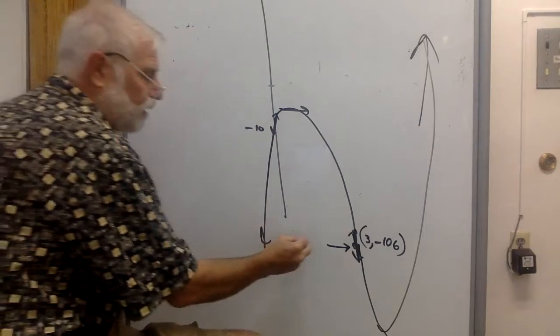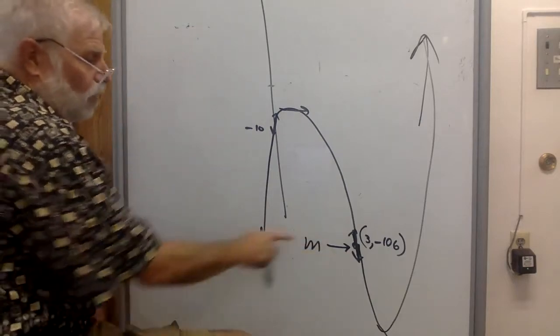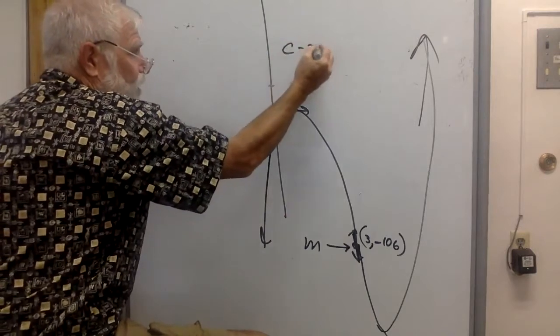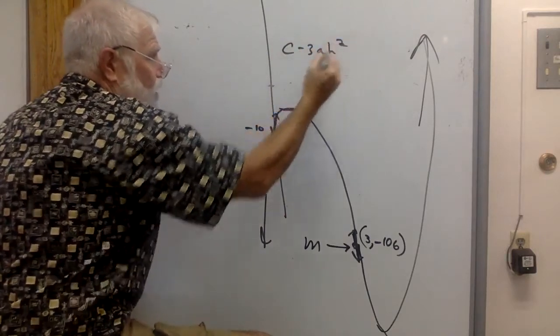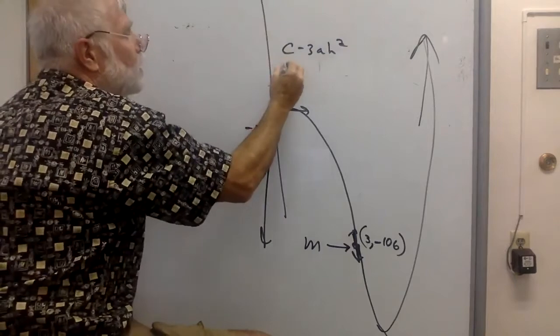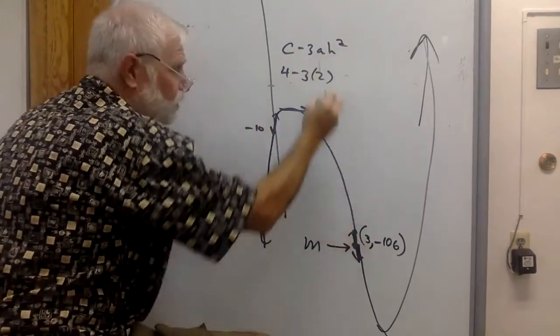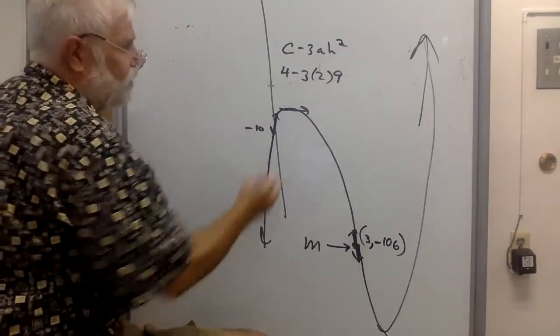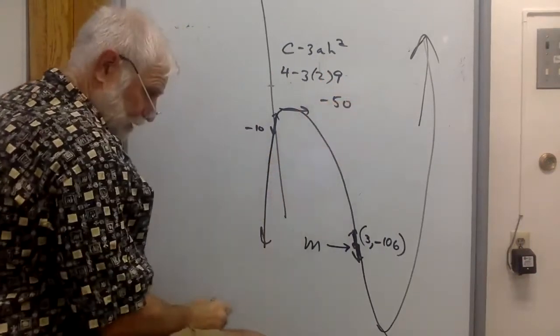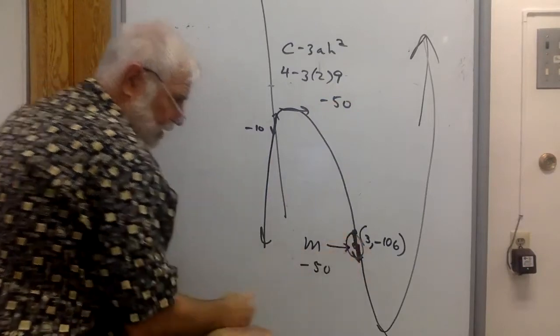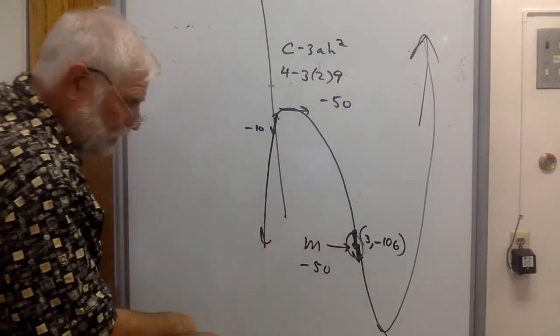Now, what's the slope there? The slope at that instant actually is coming from c minus 3ah squared. C is 4, minus 3, a is 2, and h is 3. 3 squared is 9, so minus 50. So the slope here is minus 50. I'm going down. And how could you find that without calculus?